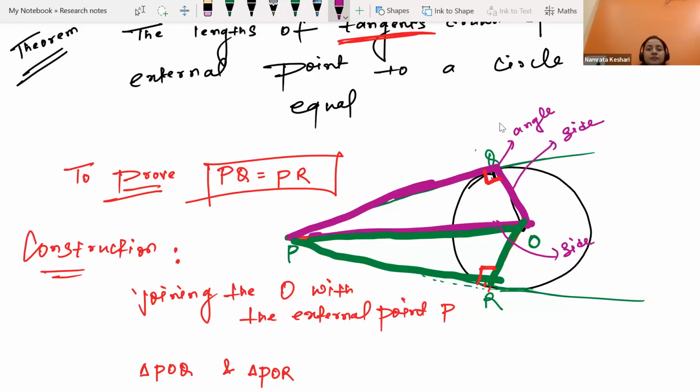Yes or no? Yes. Everyone agreeing that RHS congruency is working? A right angle is there, then the hypotenuse in both the triangles is the same, and one of the other sides is also the same. So RHS congruency is working.